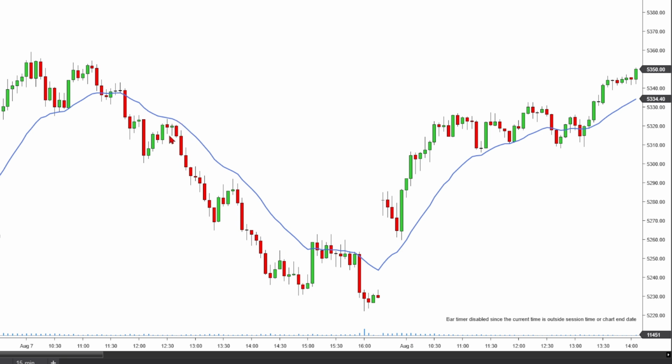Where is your entry point? Perhaps some might sell below this doji bar here. It is a secondary short, so there's a first entry short there and a second entry short. Second entry shorts are better than first entry shorts. I think the best short here is below this bear bar.